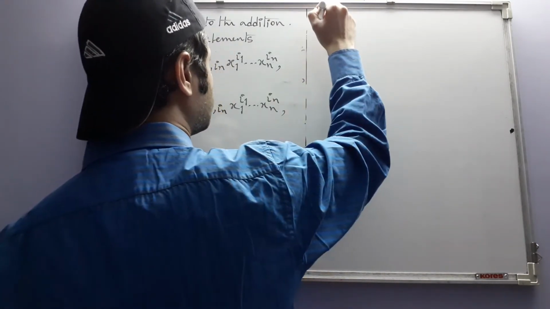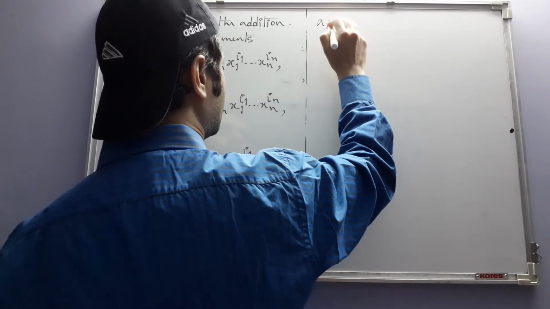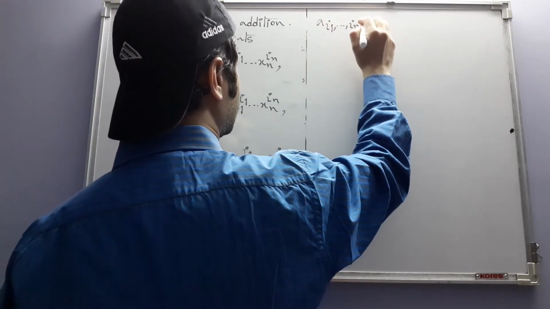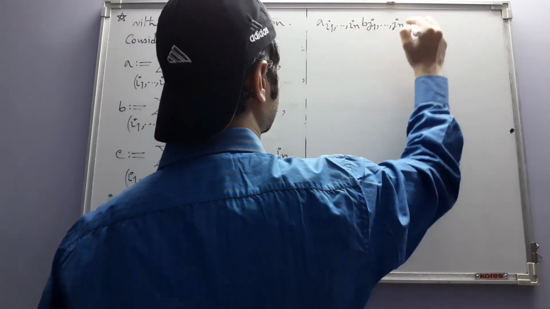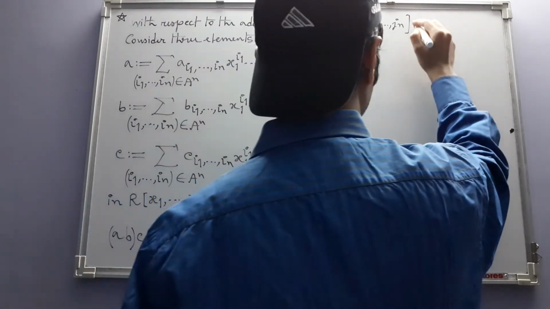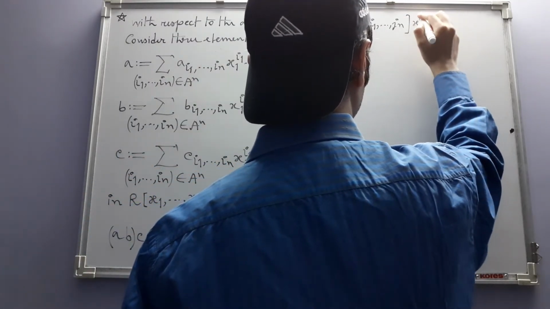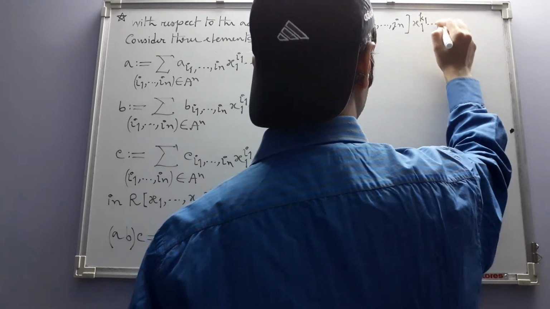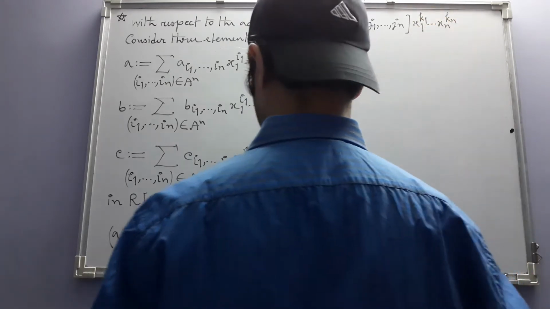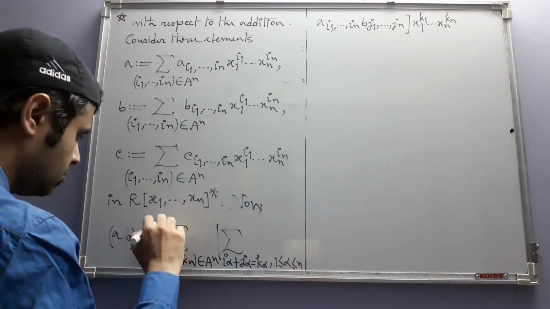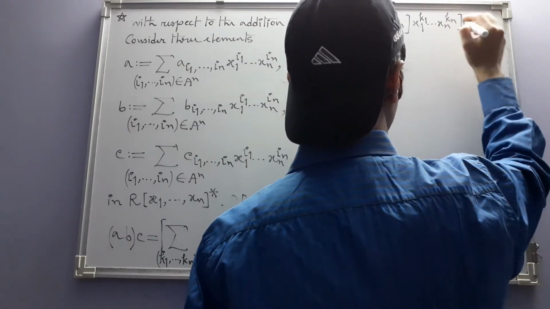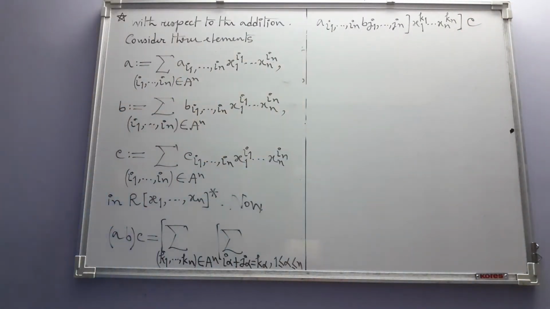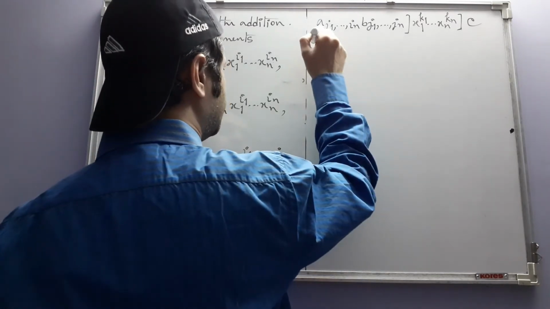Summation of what? Summation of a I1 I2 up to In times b j1 j2 up to jn, x k1 k2 up to kn. This is only AB times C. So you can see how complicated it will become, but let's proceed carefully.